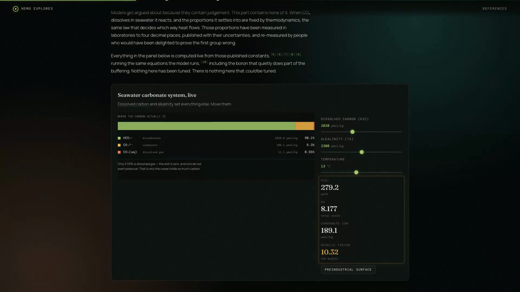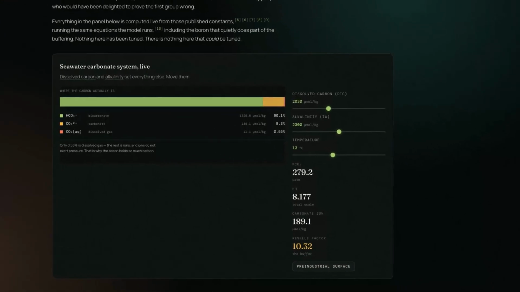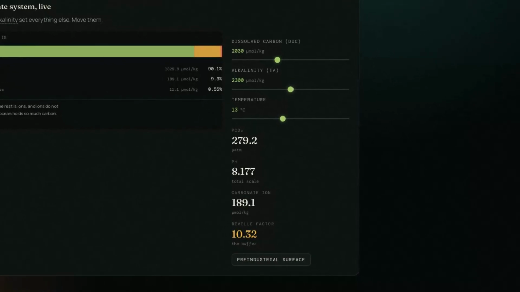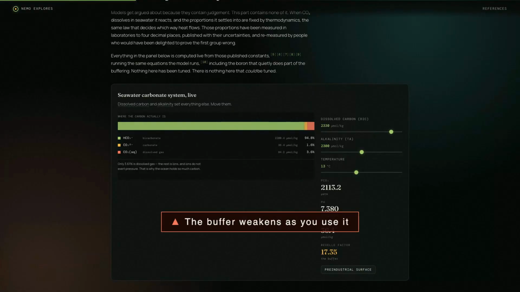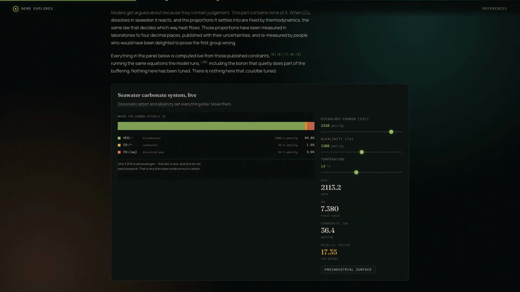The number to watch is the Revelle factor. Raise the dissolved carbon by 1%, and the pressure of the gas rises by about 10%. The sea pushes back 10 times harder than you pushed. Now raise it further, the way 2 centuries of emissions have, and watch that number climb. The buffer weakens as you use it.